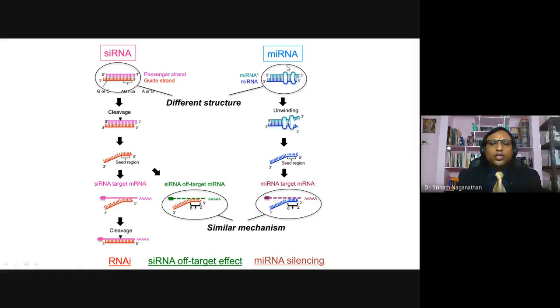In the miRNA, they form a knot-like structure here. In this knot, they undergo unwinding to repair it.